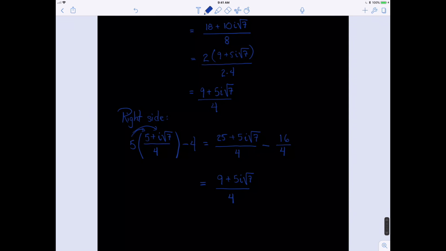Hey, look at that. Because these are the same on both sides, we got our answer correct. And that is how you can check your solution to a quadratic equation.